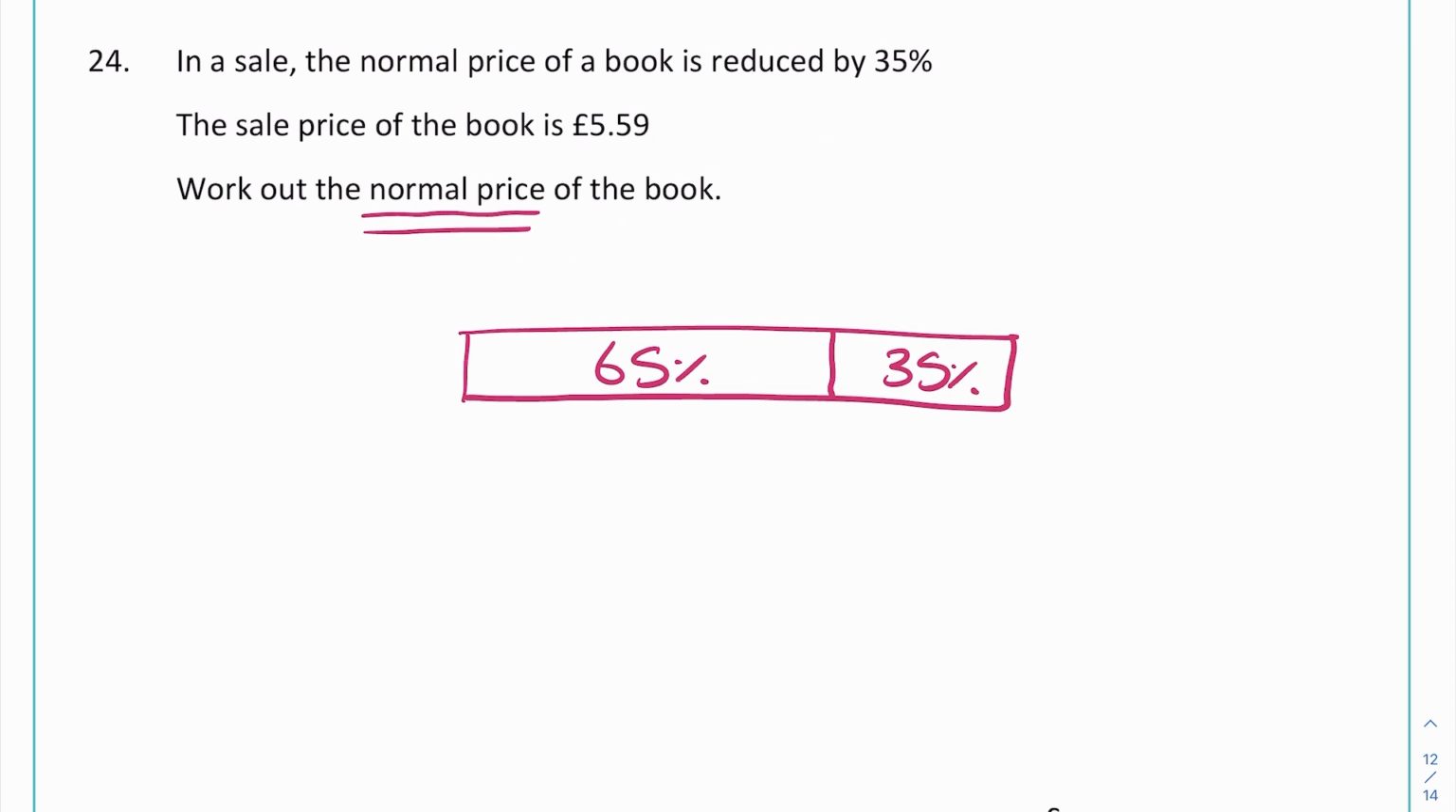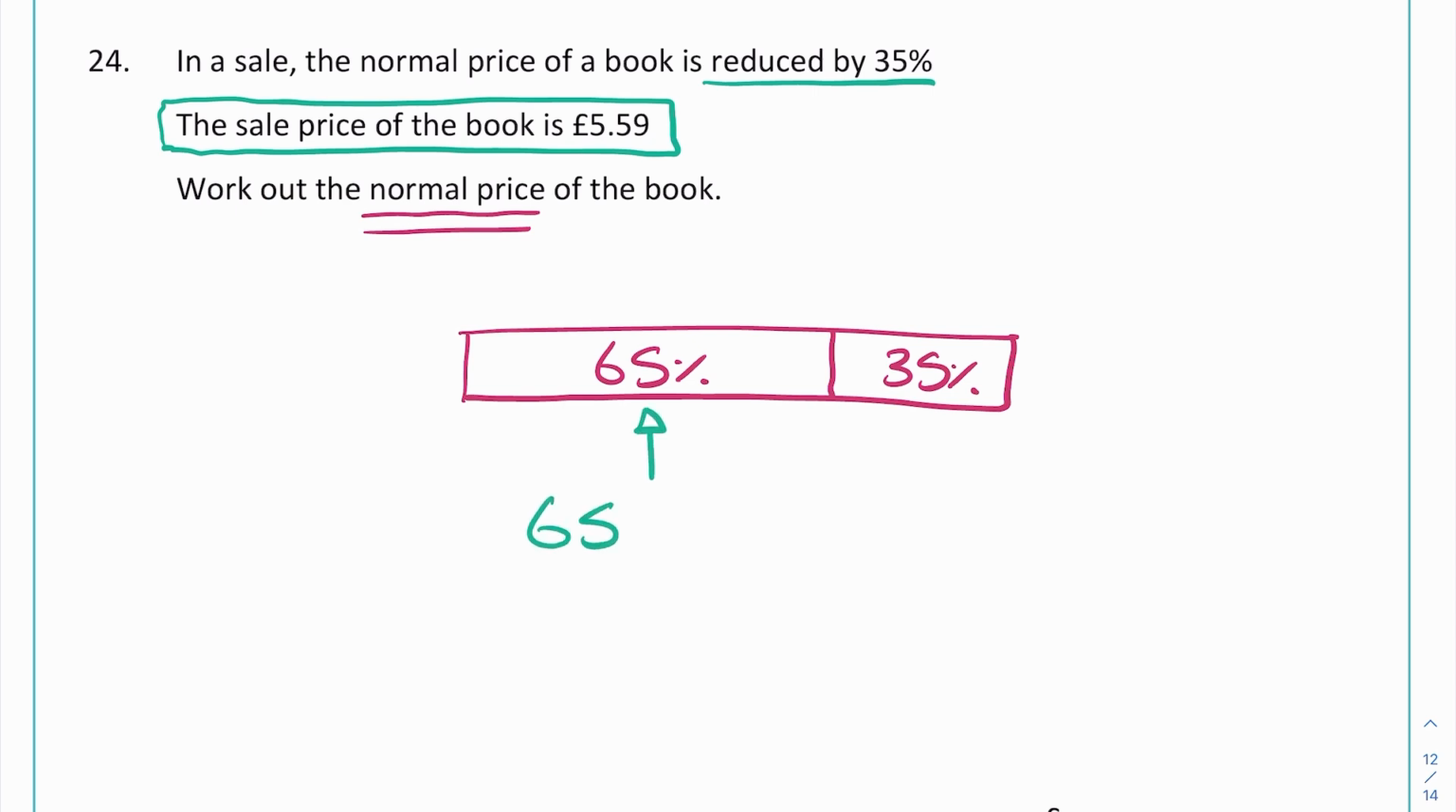So we just need to read this line very carefully and figure out if that is the 65% or if that is the 35%. Well, it's been reduced by 35%. But it doesn't say it's been reduced by £5.59. It says the sale price is £5.59, so that is the 65%. So I'd just write down to start with 65% is equal to £5.59.